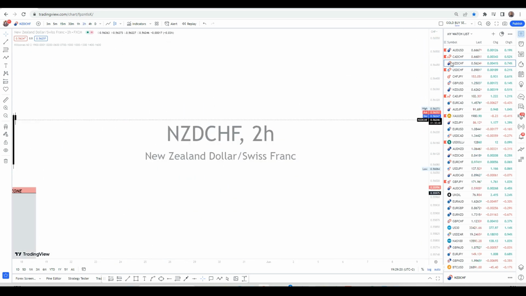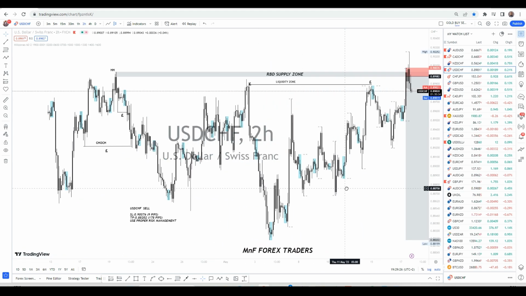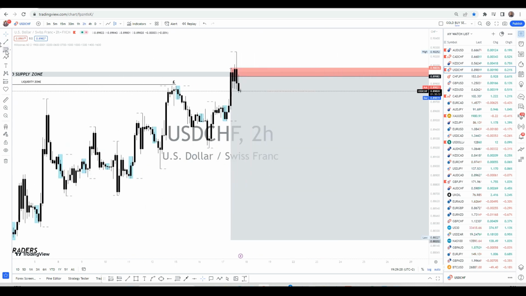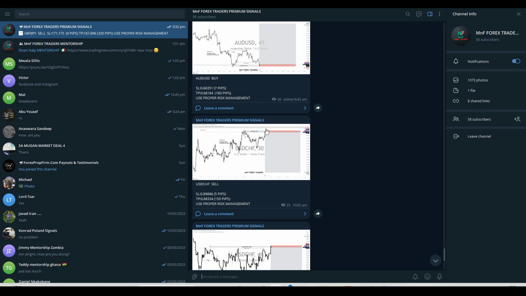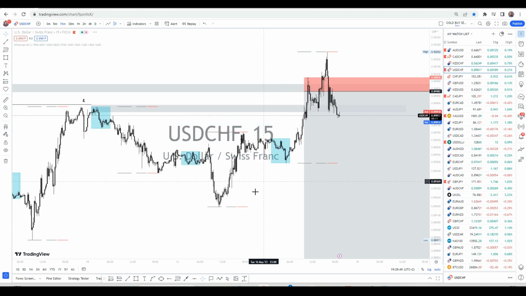This one, USD Swiss right here. Let me show you right now. The setup I was looking at was somewhere here. I was looking to sell from here. It will make sense if we go to the lower time frame, which we're going to do just now. This was around the 30 minutes time frame, so let's go to the 30 minutes time frame. I'll show you what was happening at that particular time.